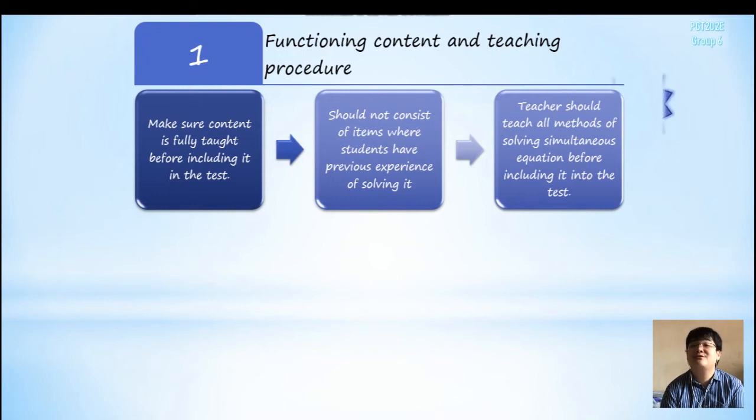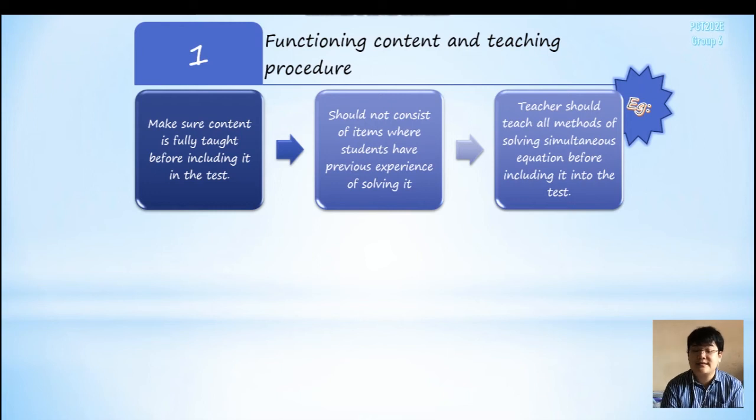Although a subject can be taught by a few teachers, every teacher must make sure that the content is taught first before every teacher can use the same test item. Second is the length of the test. The length of the test will also affect the content validity of a test.